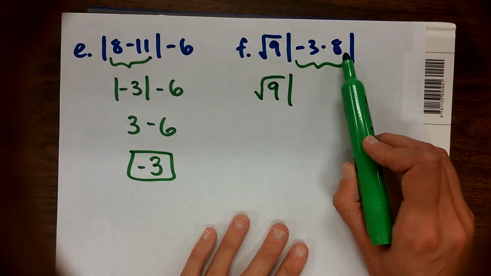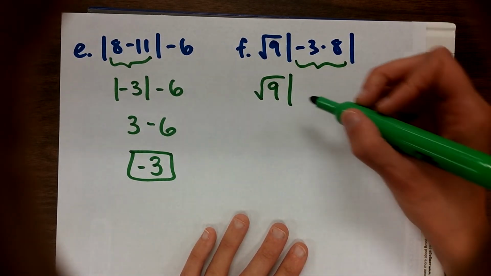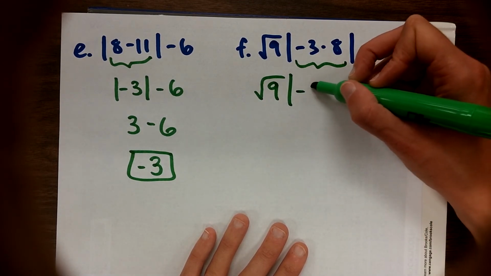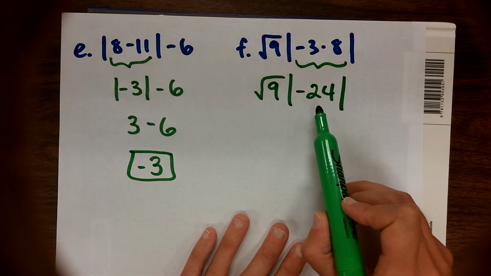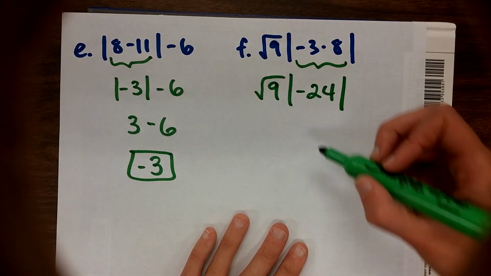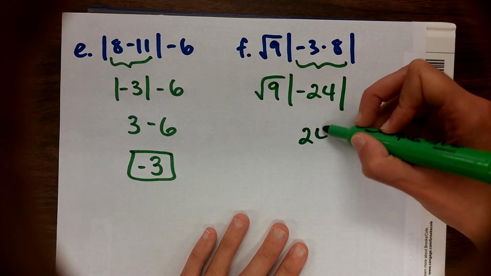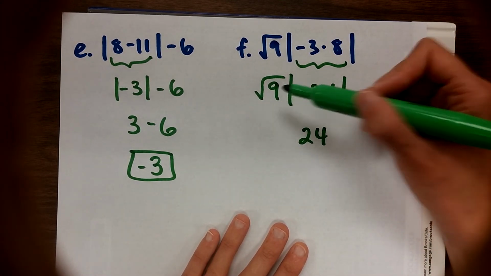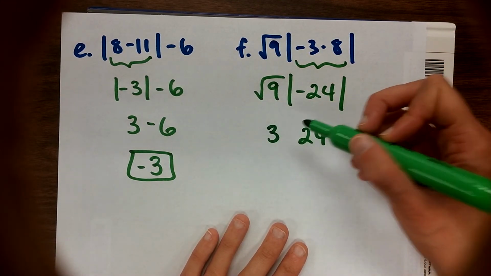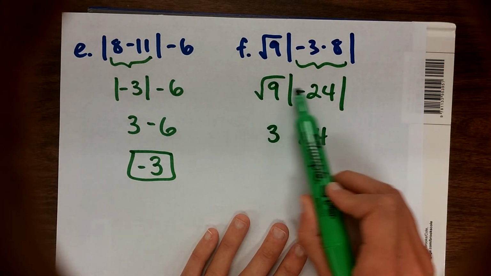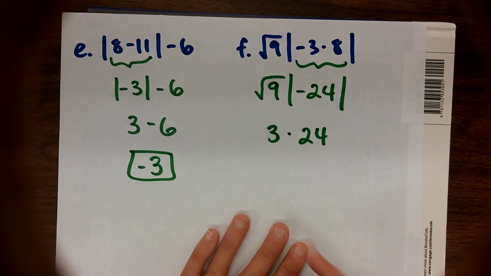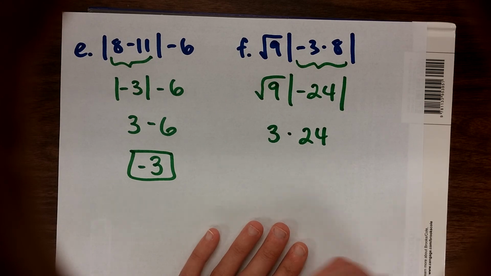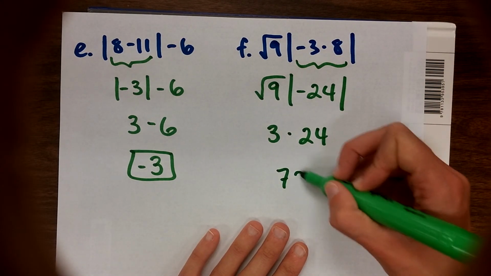So negative 3 times 8, a negative times a positive is always going to give us a negative. And we know 3 times 8 is 24. Now we can evaluate what the absolute value of negative 24 is, and that's positive 24. The square root of 9 is 3, because 3 times 3 is 9. And then again, since these were right next to each other, that means we're multiplying, so we put the dot in between. And then our last step is to multiply 3 by 24, which I believe is going to give us 72.